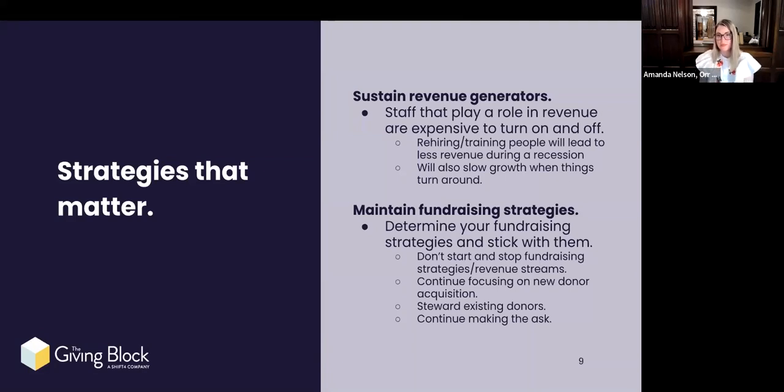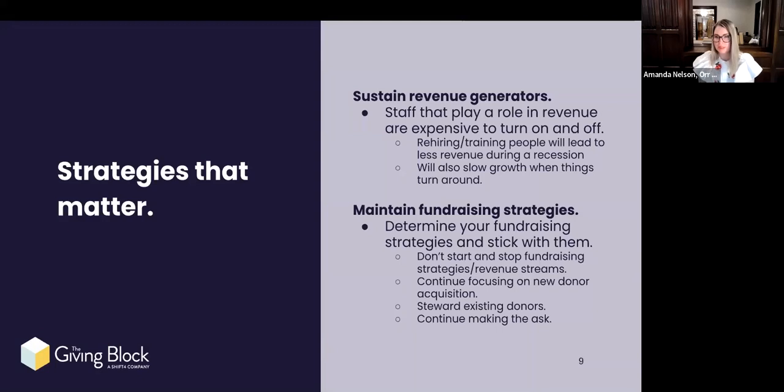So one area that, for any of us who've spent our career in the nonprofit sector, we know is critical is to continue to invest in your fundraisers and in your revenue generators. It's really expensive to rehire and retrain any professional in the development sector. It slows your growth in any setting, but in particular when there's a recession and the economy slows.